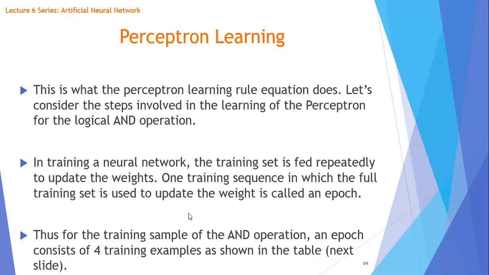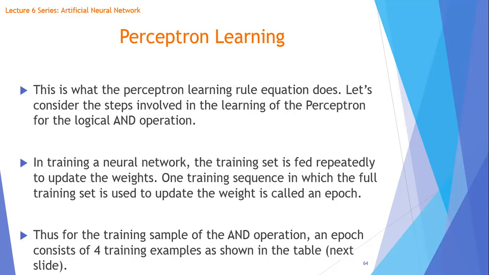One training sequence in which the full training set is used to update the weights is called an epoch. So what's an epoch for the AND logical function? When you feed all the 4 combinations of x1 and x2, this is called one epoch. It means one epoch in this case consists of 4 iterations. The 5th iteration would already be the 2nd epoch. So 5th, 6th, 7th, and 8th would be part of the 2nd epoch. When you feed the 9th one, it's going to be in the 3rd epoch. So this is what an epoch is: you feed the training set fully one time, and then you go into the 2nd epoch and 3rd epoch.